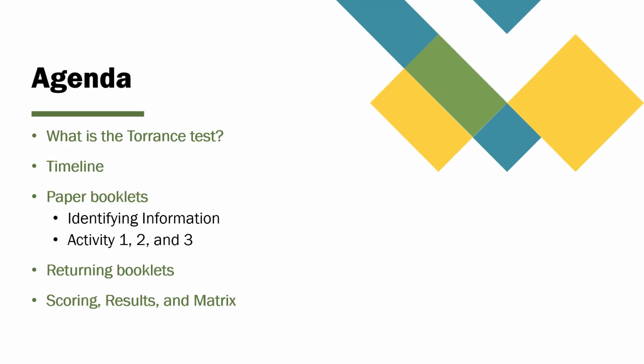In this training, we will discuss what the Torrance test measures and the timeline for administration. We will look at how to fill out the test booklets and how to conduct each of the 3 test activities. We will also talk about how to return the booklets to have them scored, what results look like, and how the Torrance is measured on the Gifted Identification Matrix.